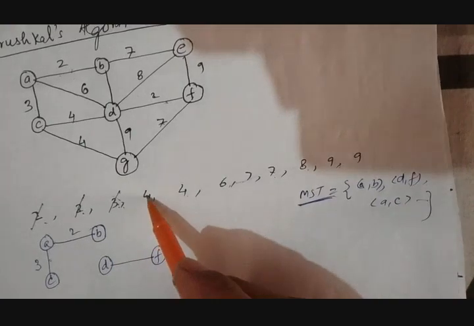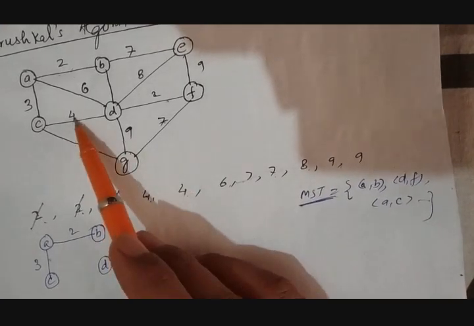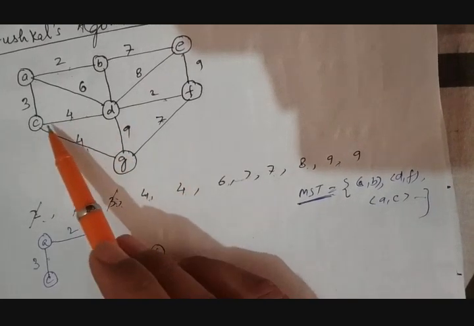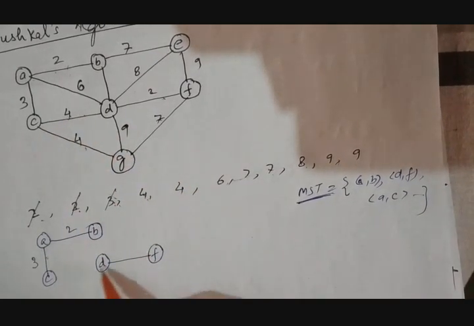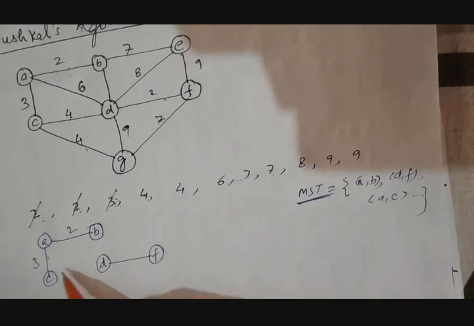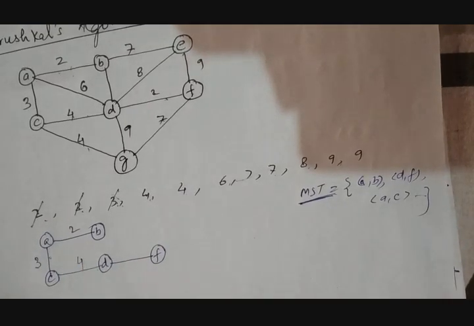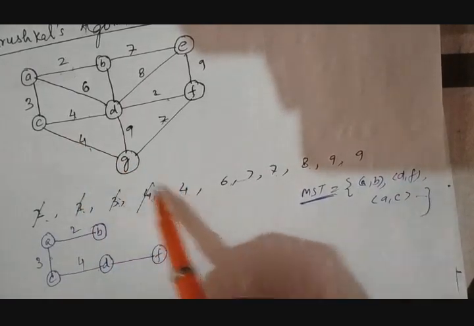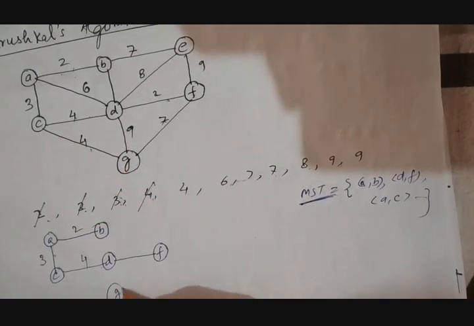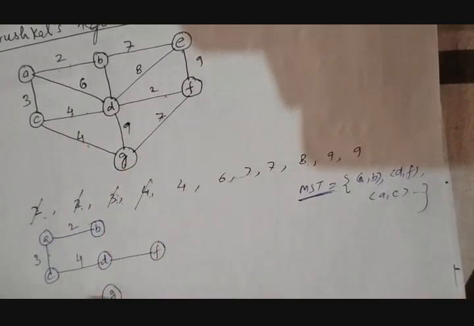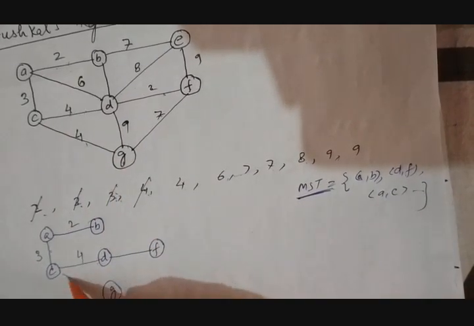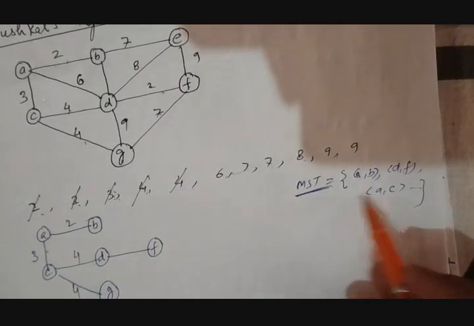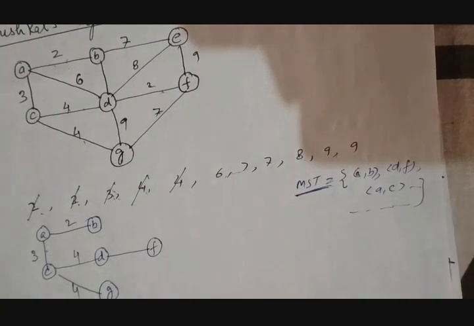Next is 4. There are 2 edges of weight 4, this one or this one. Suppose we take this one, C and D. If we add C and D, is this making a loop? No. So we can consider it. The next 4 is this one, C and G. If we add this edge, is this making a loop? No. So we can consider it here. So all these edges will be added over here.